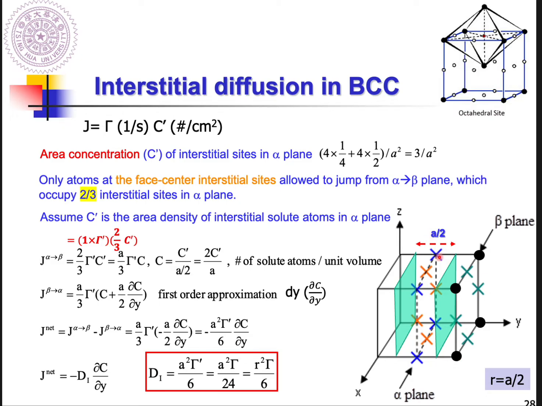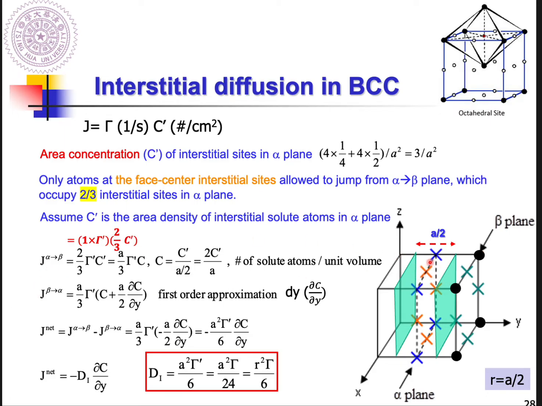Some people probably consider, Professor, can this atom jump to here? No, because this distance is longer than A/2, right? Longer than this one. So first of all, we need to consider the nearest available site. And next, the atoms located at the blue corner sites are not going to make a successful jump to beta, so they are not going to contribute to the flux from alpha to beta.